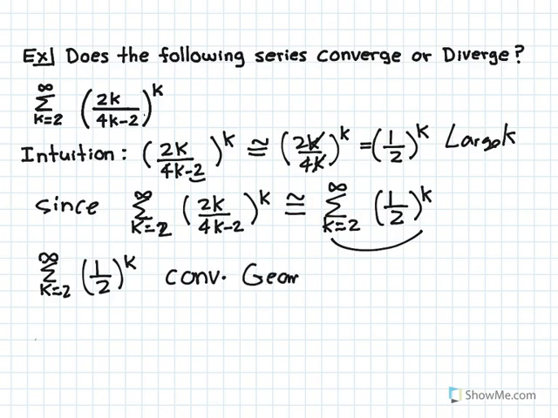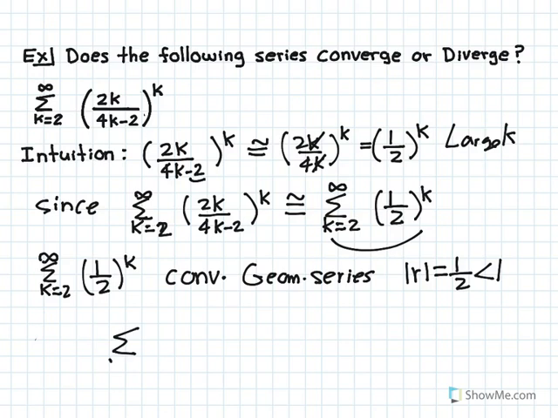Why is it convergent? Because the common ratio is 1/2. The absolute value of r is equal to 1/2, which is less than 1. So intuitively, we know that the given series that we have also converges.